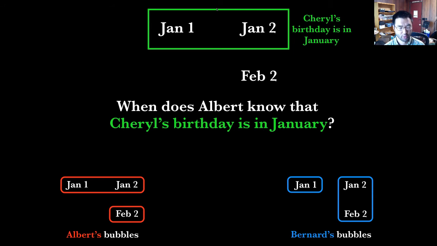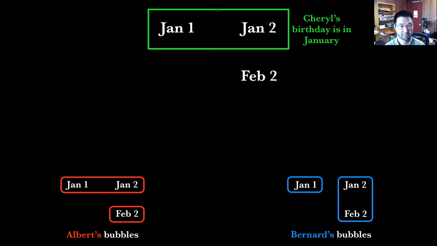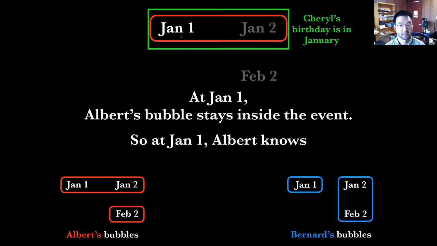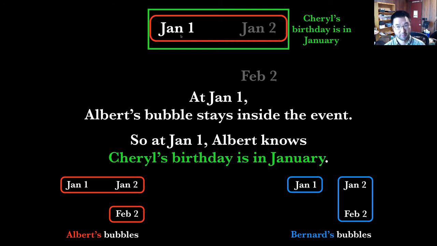When does Albert know that Cheryl's birthday is in January? Okay, well, we'll just take it step by step. At January 1st, say, we find that Albert's bubble stays inside the event. What does this mean? It means that at January 1st, Albert knows it's either January 1st or January 2nd, but either way, he knows that we're still inside the original event, i.e. Cheryl's birthday is in January. So at January 1st, Albert knows that Cheryl's birthday is in January. So we put a little check mark there.